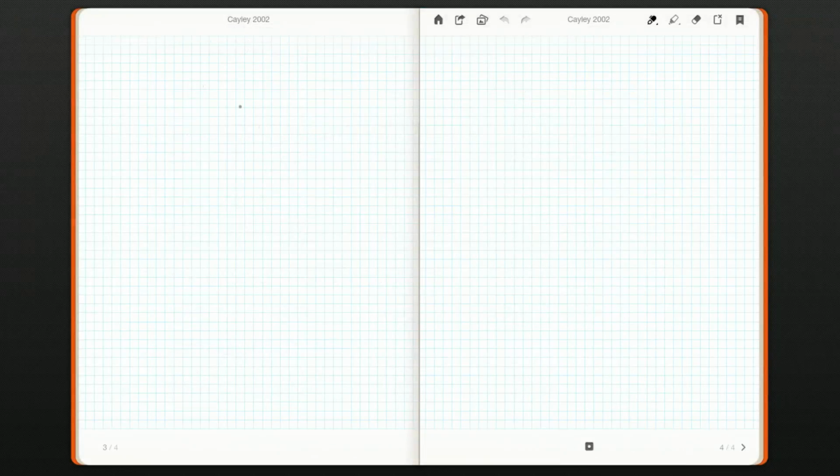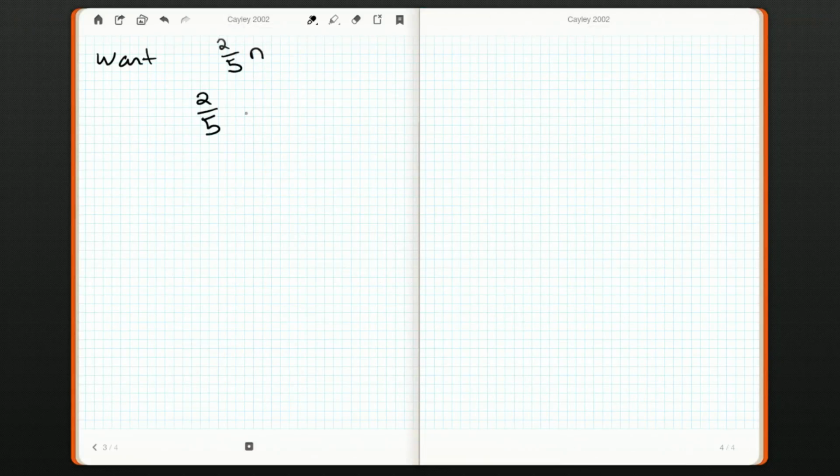is say, well, what do we want? We want 2/5 of n. So that's 2/5 times n. And what is n? Well, we have a substitution we can make for n. n is 5/6 of 240.